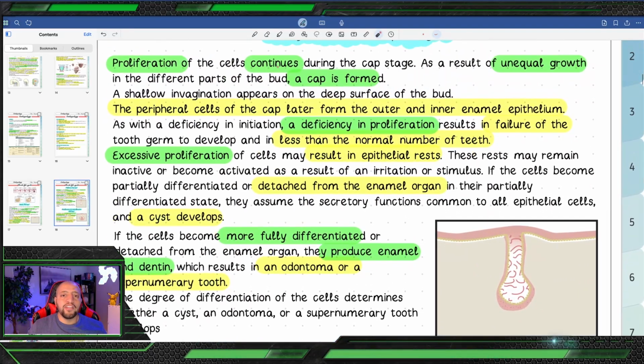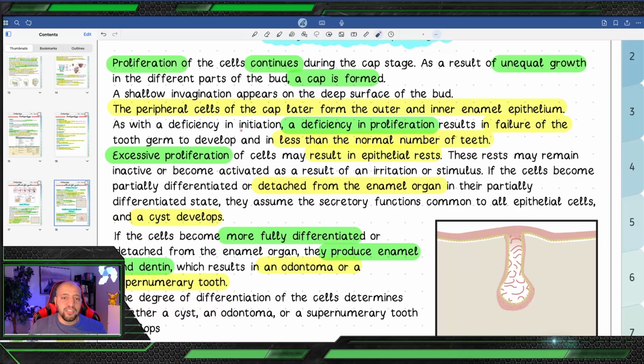Proliferation of the cell continues during the cap stage as a result of unequal growth in the different parts of the bud. So this bud will come to be a cap. A shallow invagination appears on the deep surface of the bud, here. The peripheral cells of the cap later form the outer and inner enamel epithelium. So outer and inner enamel epithelium come at this stage from the peripheral cells of the cap stage.